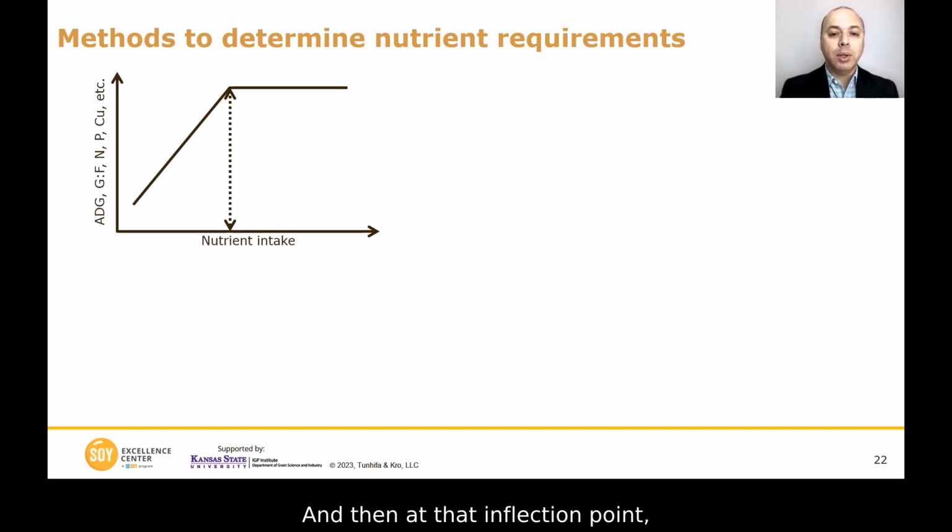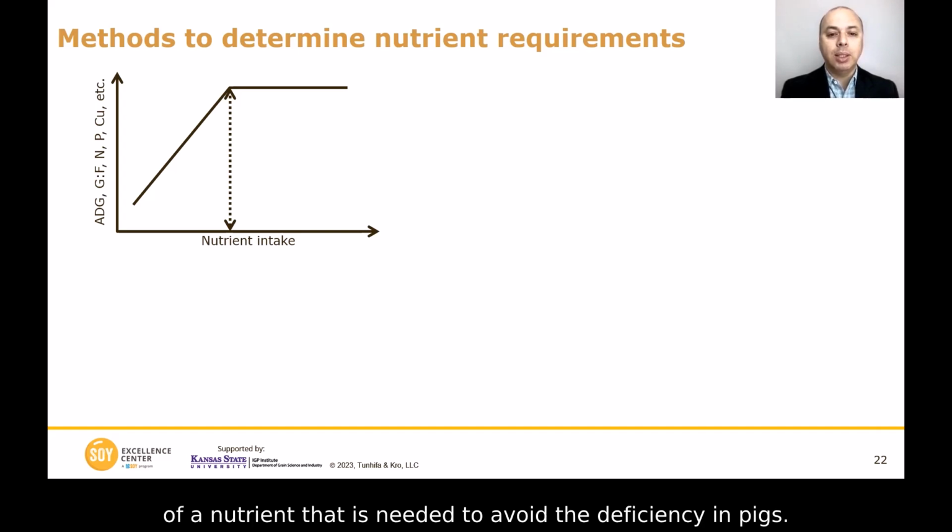And then at that inflection point, we extrapolate to the level of nutrient intake, and that's what we call the requirement. And therefore, we say that the requirement tends to be fairly close to the minimal amount of a nutrient that is needed to avoid deficiency in pigs.